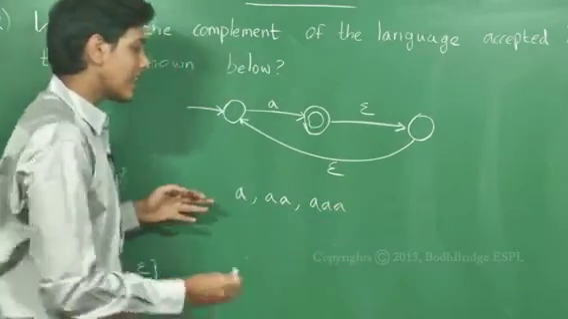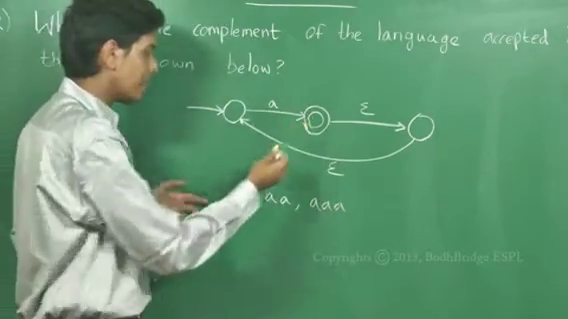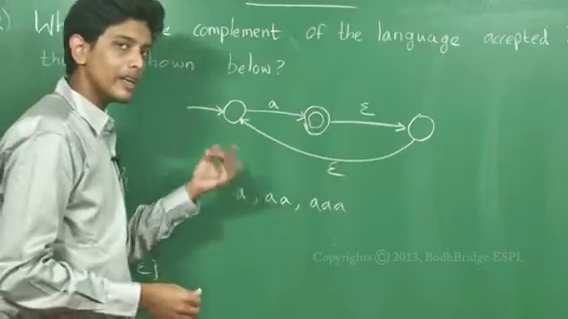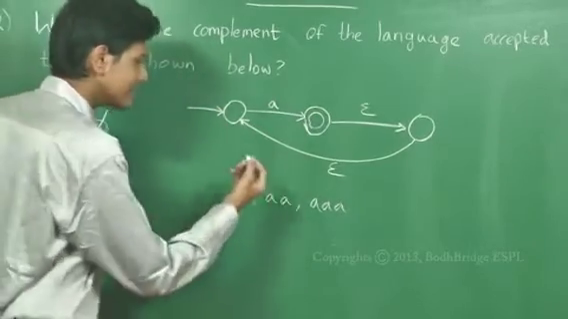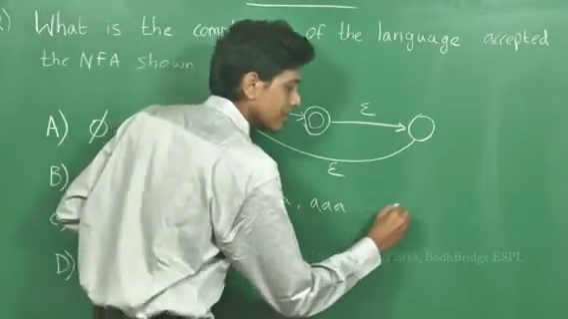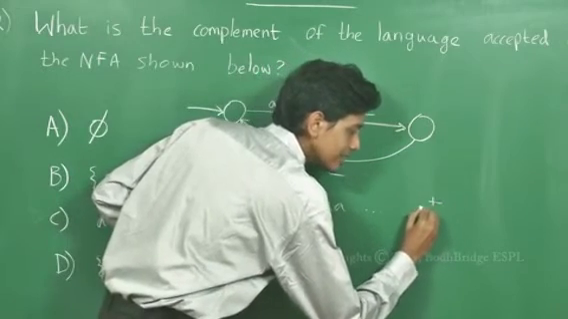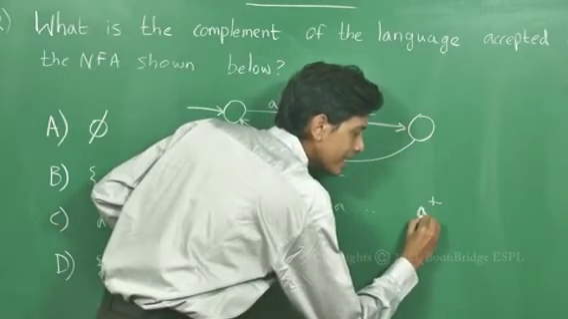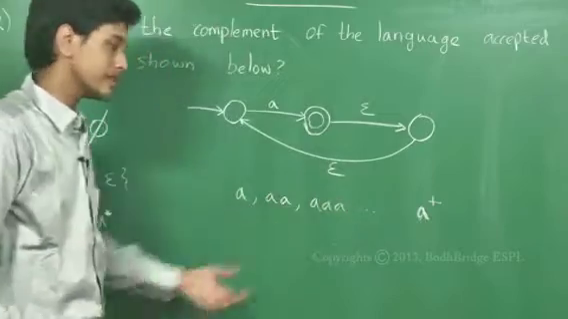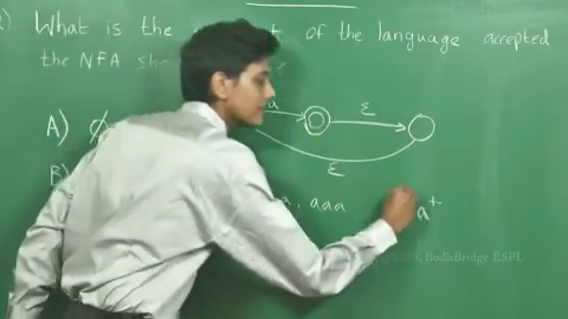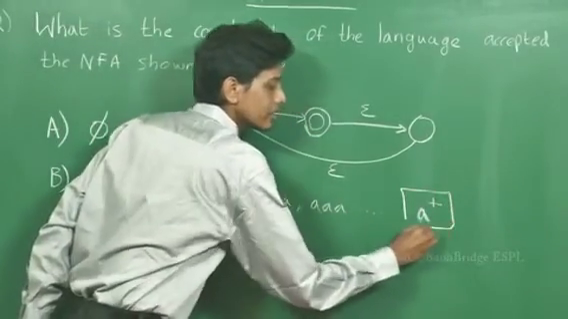So if you see, the language that is accepted by this NFA is A, AA, AAA and so on. This is represented by A plus. So A plus means there should at least be one A. There can be any number of A's. So this is the language accepted by the given NFA.